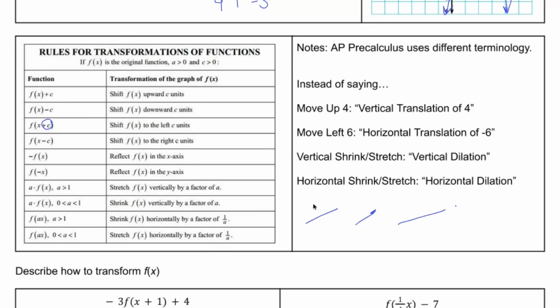Okay, now we call that a horizontal dilation. So if I multiply a 2 times every x, what you're doing is you're dilating it by a scale factor of 1 over 2. Or if you were to multiply this by a 1 over 2, you're horizontally dilating it by a scale factor of 1 over 1/2, which is 2.